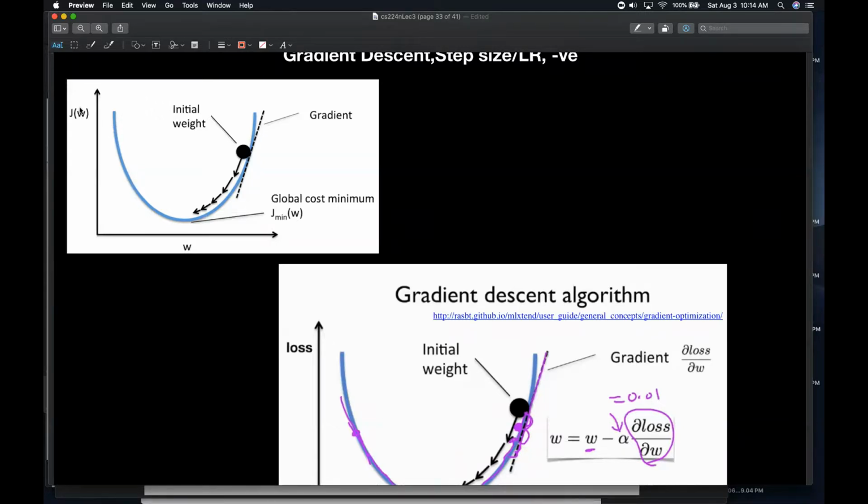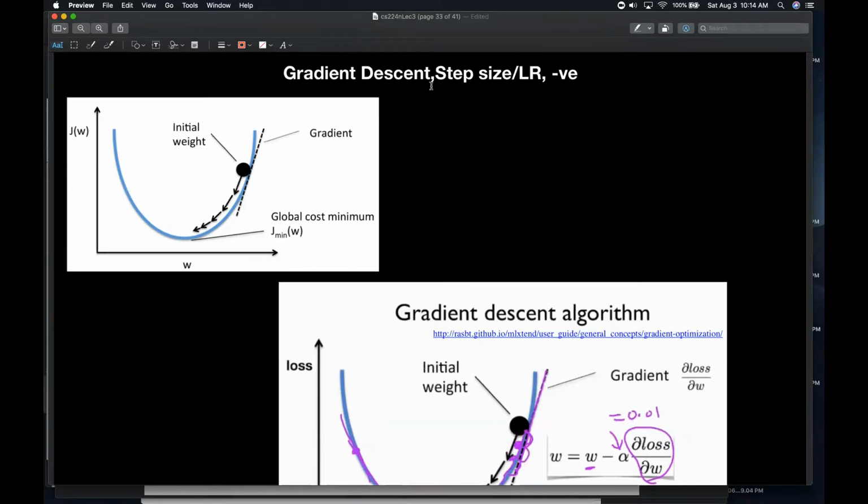Now the idea is that you need to change these W somehow, that is the x-axis, so that your loss becomes the minimum. Now, how do you go about doing that? That is where gradient descent comes into the picture.